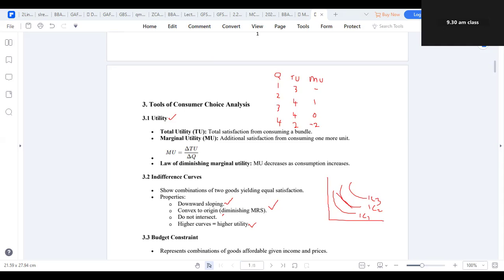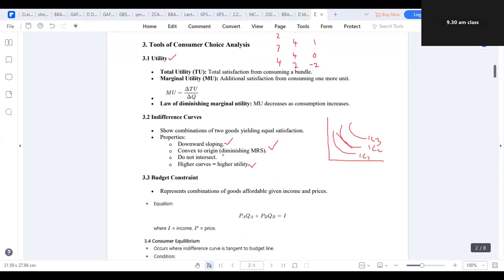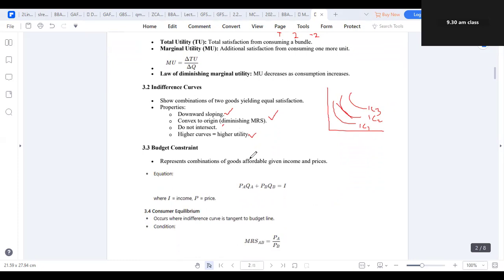So we are still looking at consumer behavior. There's what we call a budget line. A budget line is simply showing a combination of affordable goods that one can consume within their budget. It's given by the price of good A times quantity of good A plus price of good B times quantity of good B should be equal to income.